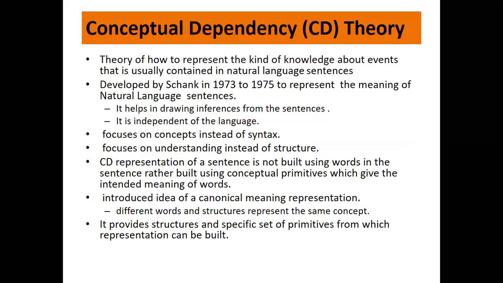So let us start. The theory of conceptual dependency is about how to represent the kind of knowledge about events that is usually contained in natural language sentences. So the events which are given in natural language sentences, we are going to represent them using conceptual dependency. It was developed by Schank in 1973 to 75 to represent the meaning of natural language sentences. It helps in drawing inferences from the sentences, and it is independent of the language. These are the strengths of conceptual dependency.